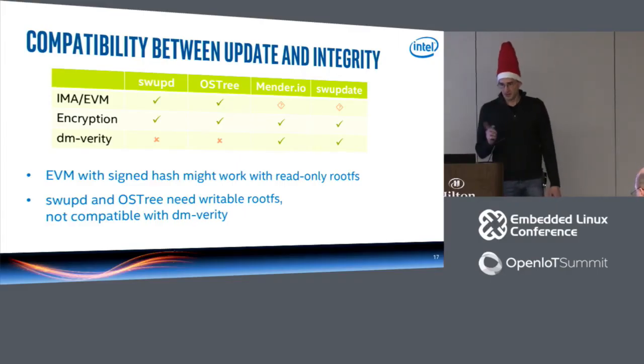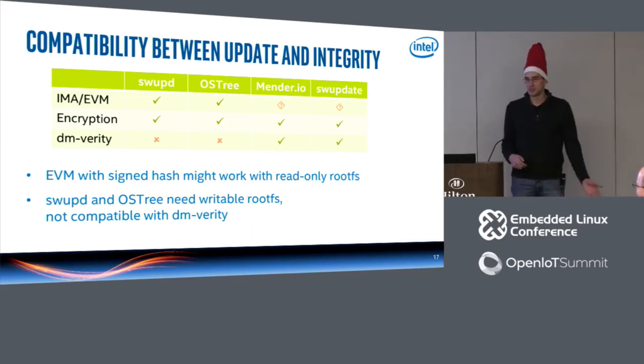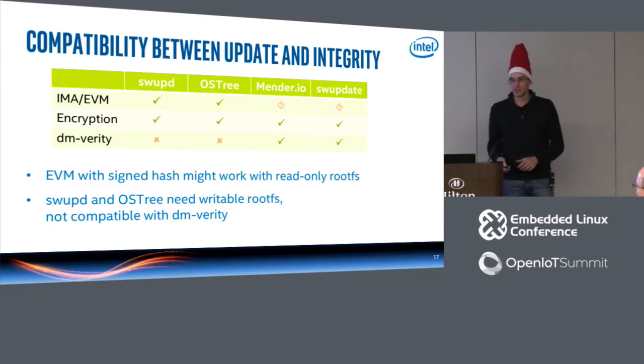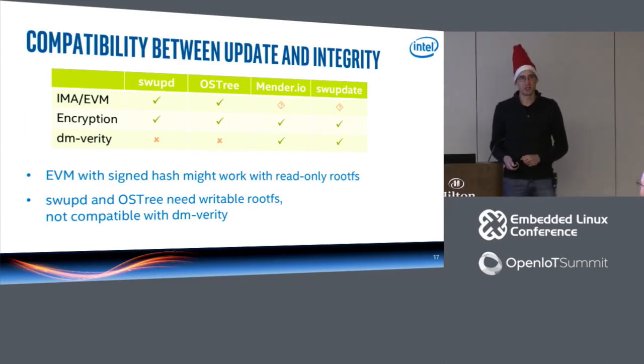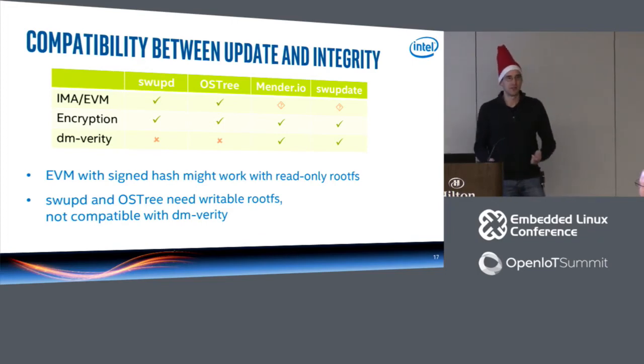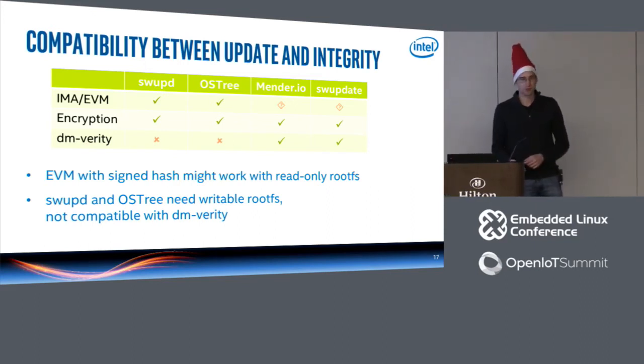So the thing that I wanted to add in this talk is really the compatibility between these update mechanisms and integrity protection. Based on the key characteristics that I've described so far, we can easily deduce that IMA and EVM will work with a file-based update mechanism. I've personally had that working with swupd, so that works with the limitation that I mentioned for IMA. Encryption, I think, works with all of them.